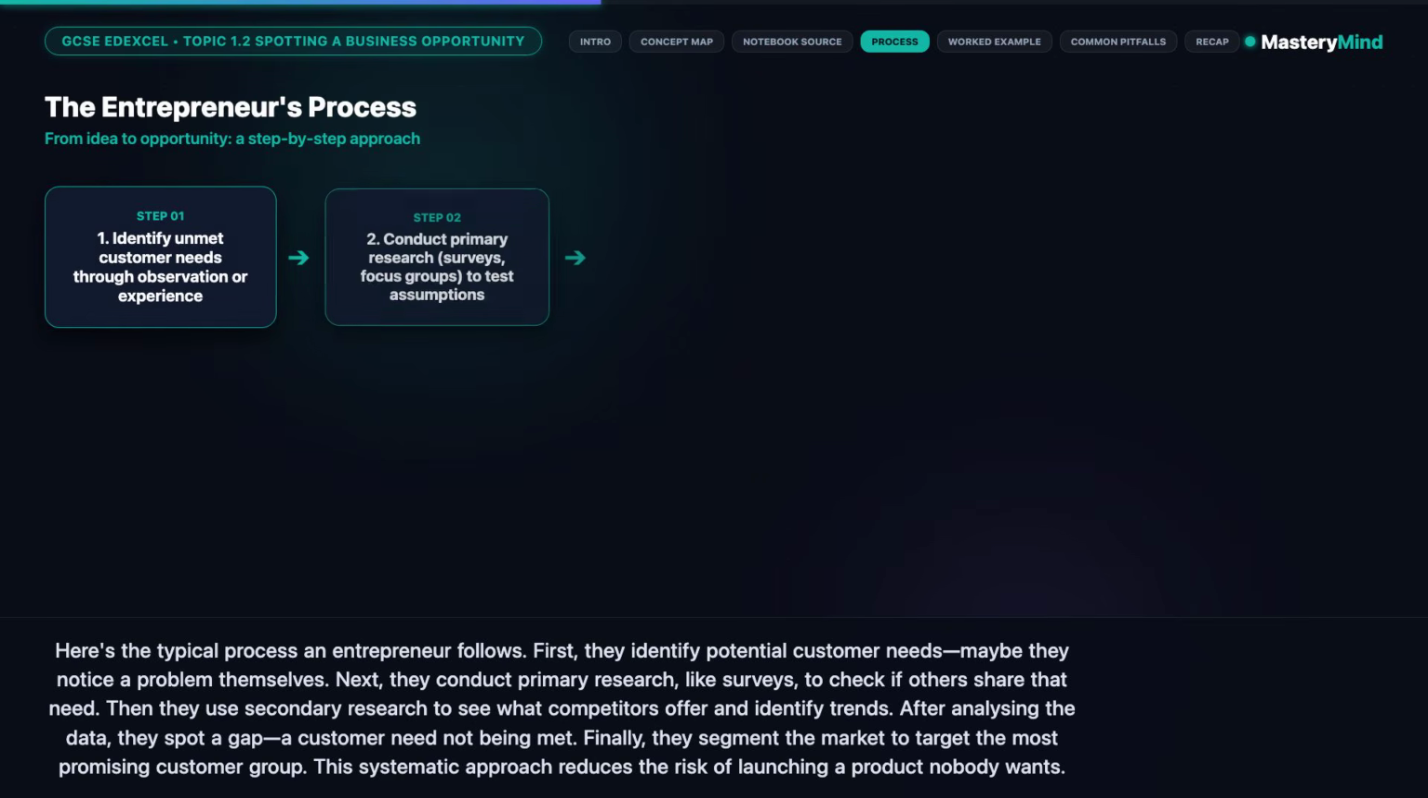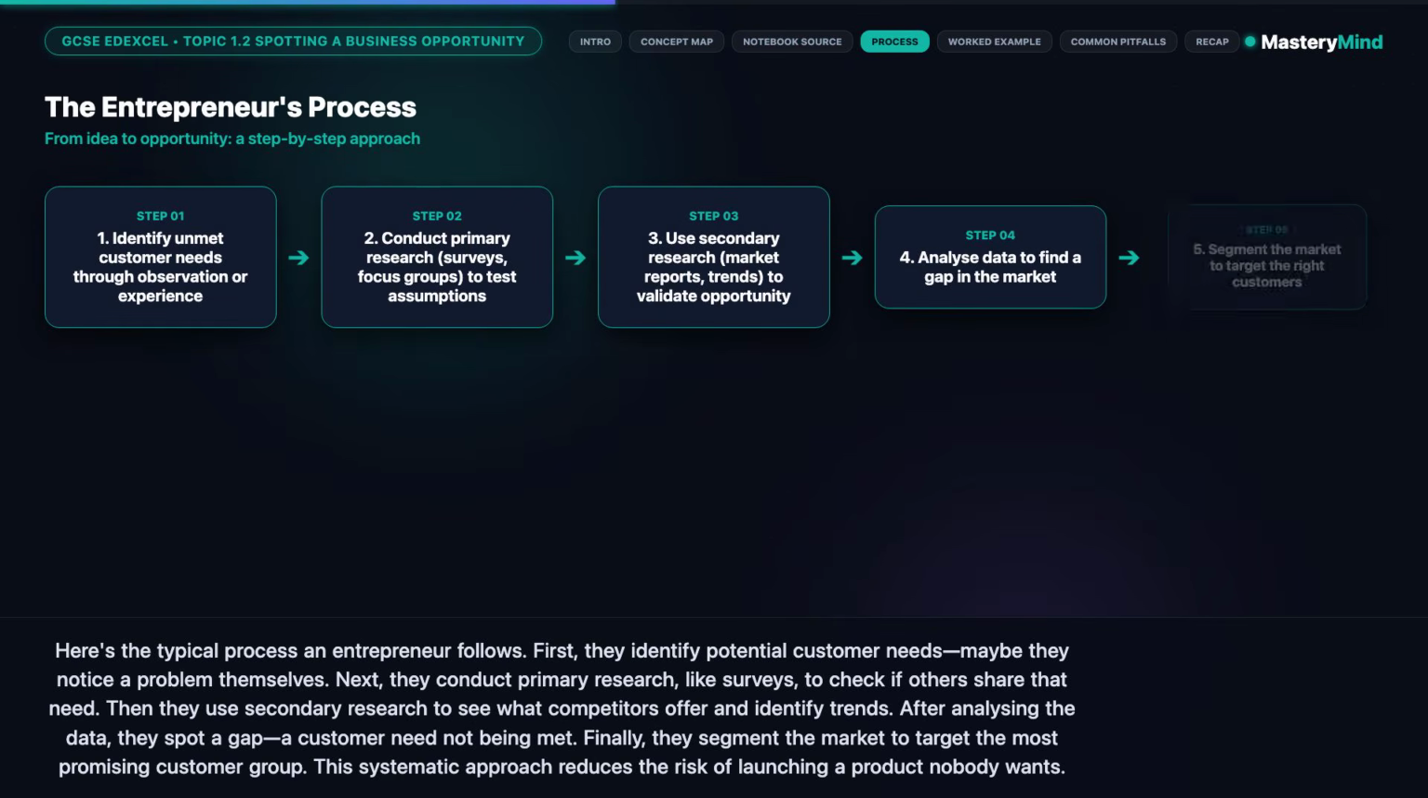Here's the typical process an entrepreneur follows. First, they identify potential customer needs, maybe they notice a problem themselves. Next, they conduct primary research, like surveys, to check if others share that need. Then they use secondary research to see what competitors offer and identify trends. After analyzing the data, they spot a gap, the customer need not being met. Finally, they segment the market to target the most promising customer group. This systematic approach reduces the risk of launching a product nobody wants.